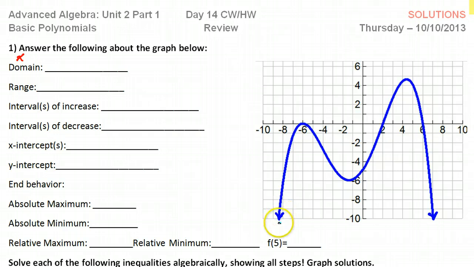Because this graph continues to drift left forever, the domain starts at negative infinity. But then it also goes right forever, so that's positive infinity. So the domain is negative infinity to positive infinity, left, right.